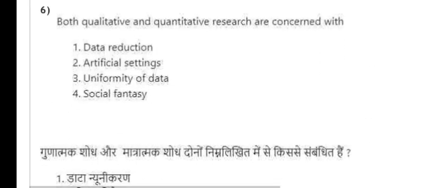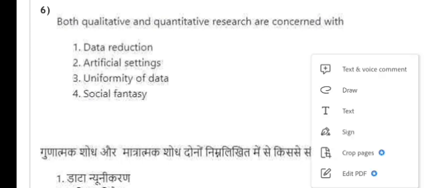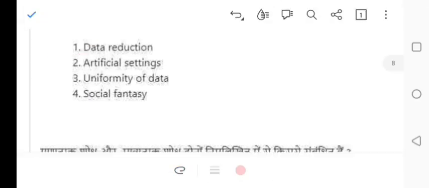Next, both qualitative and quantitative research are concerned with what? Data reduction, artificial settings, uniformity of data, social fantasy. It will be data reduction.